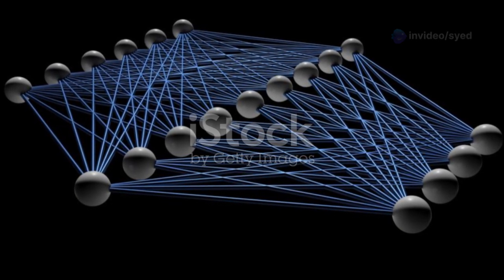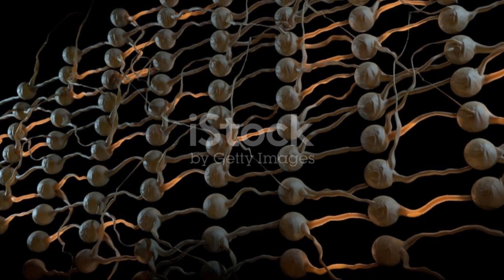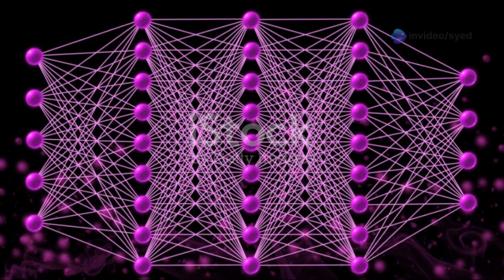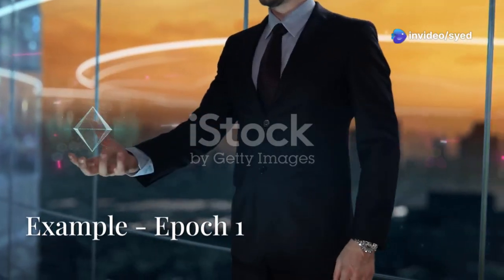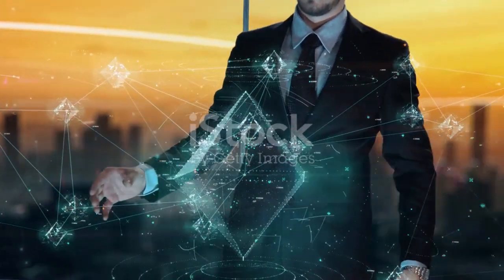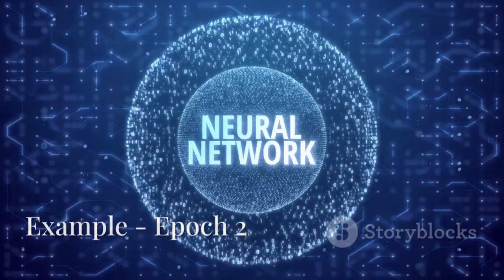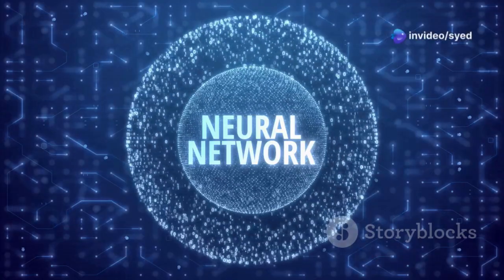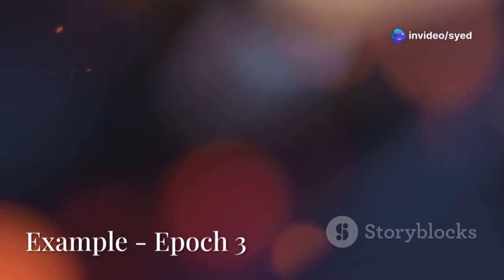Let's look at a simple neural network with 3 layers: an input layer, a hidden layer with 4 neurons, and an output layer. Suppose we set the dropout rate at 0.5. Epoch 1: 2 neurons in the hidden layer are randomly disabled. Epoch 2: a different set of neurons might be disabled, such as 1 neuron in the input layer and 1 in the hidden layer.